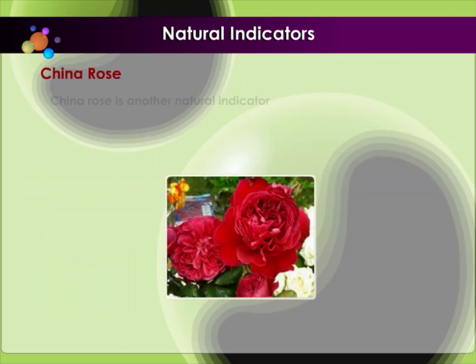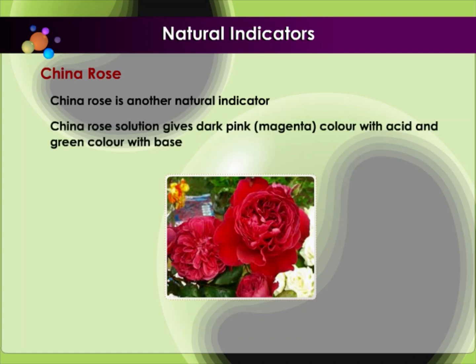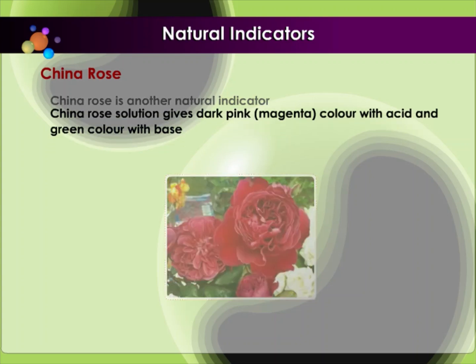Chyna Rose. Chyna Rose is another natural indicator. Chyna Rose solution gives a dark pink, magenta color with acid and a yellow or greenish yellow color with base. Now let us see a video of how Chyna Rose is used as a natural indicator.